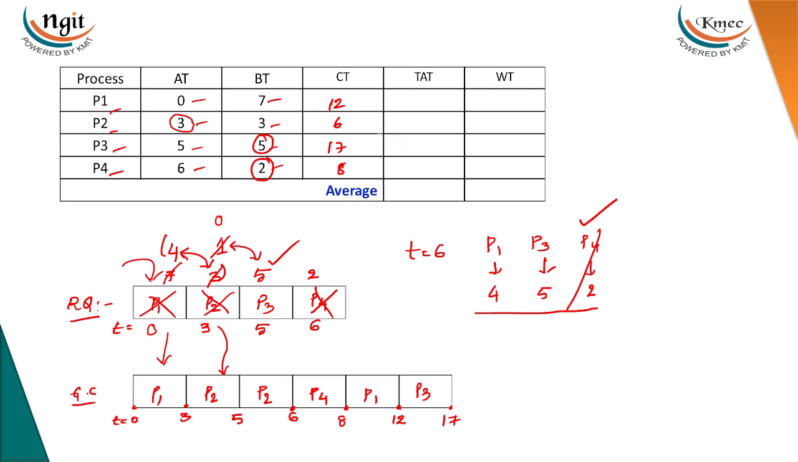Now write down the turnaround times. The turnaround times will be 12, 3, 12, 2, and the waiting times, turnaround time minus burst time, will be 5, 0, 7, 0. If you calculate it, the total is 29 divided by 4, because we have 4 processes, so the average waiting time is 7.25, and the average turnaround time is 3. So the average waiting time and average turnaround time are 7.25 and 3.